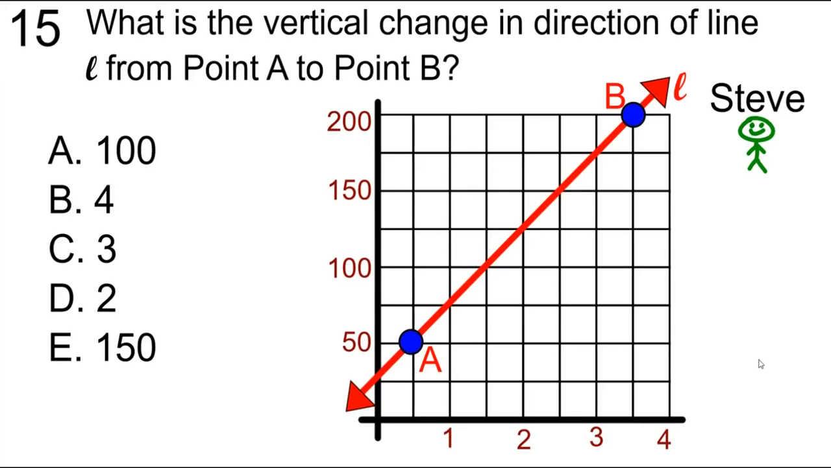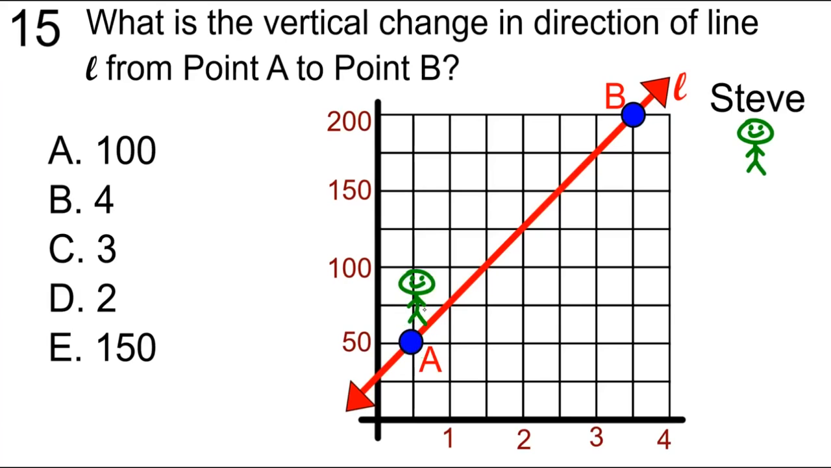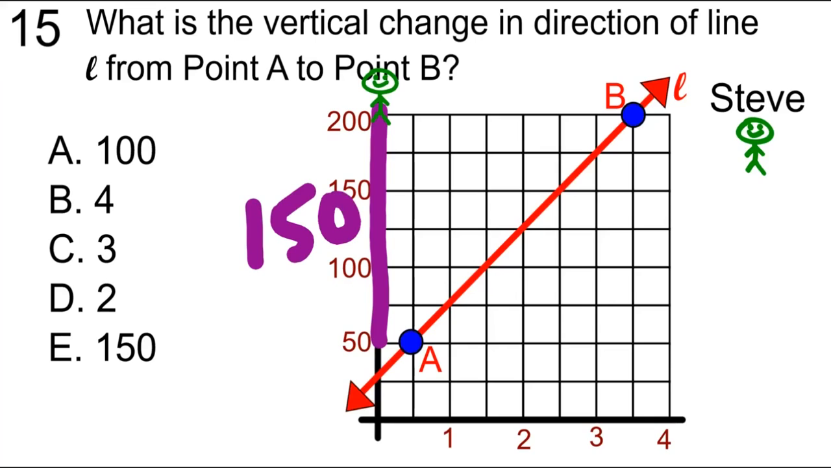Number 15 looks tricky. Let's see if we can handle it. We want to know the vertical change from point A to point B. If we just count the grid, it's 1, 2, 3, 4, 5, 6. But wait a minute, the y-axis is not scaled by 1, it's scaled by 25. Yes, by the grid, Steve is going up 6 spaces. But by the scale of the y-axis, he is going up 150 spaces. Man, that's a long way. So the answer to number 15 is E.